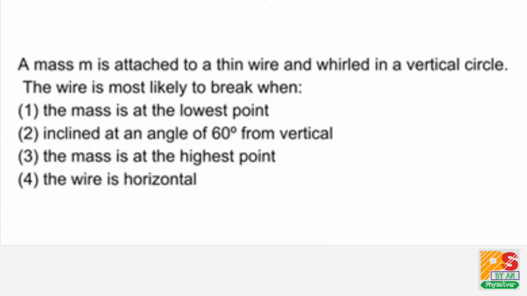Hello students, the question is: a mass is attached to a thin wire and whirled in a vertical circle. The wire is most likely to break when, the options are: the mass is at the lowest point; second option, inclined at an angle of 60 degrees from vertical; third, the mass is at the highest point; and fourth option, the wire is horizontal.